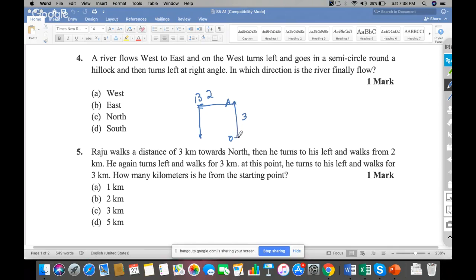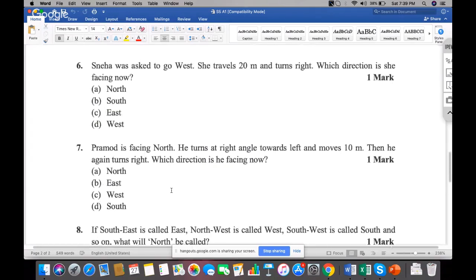So he's coming at the same level of O. So C and O are at same level. So this is 3. At this point, he turns to his left and walks for 3 kilometers. So left would be this direction and walks for 3 kilometers in here. So this is 2 kilometers. He is 1 kilometer from O. So answer would be 5A, which is 1 kilometer. Now let's solve question 6 and 7.